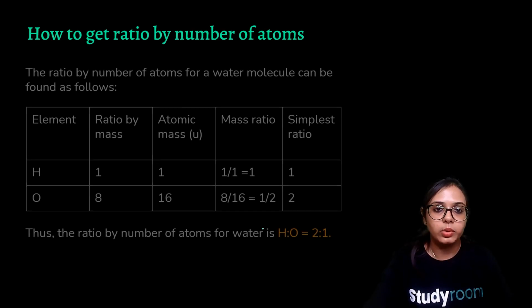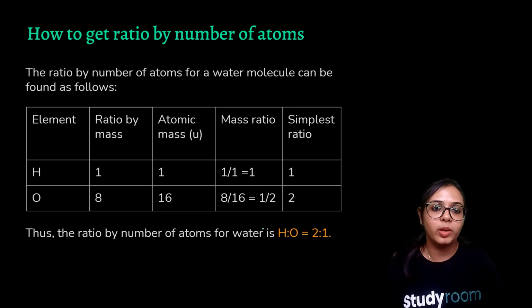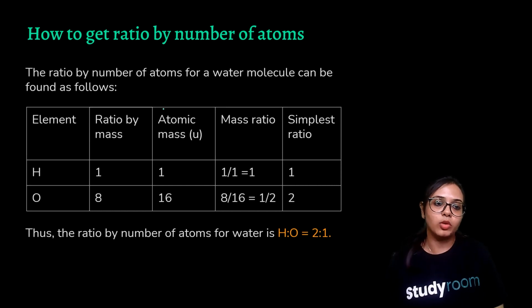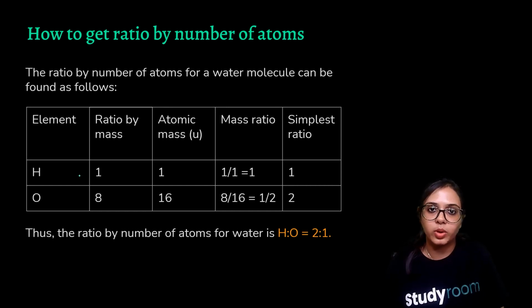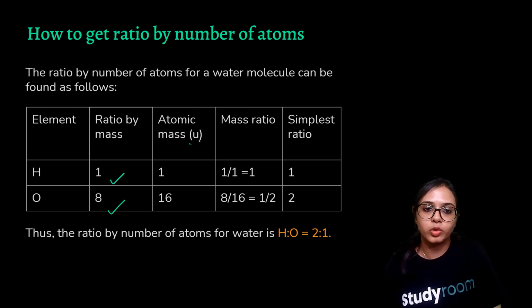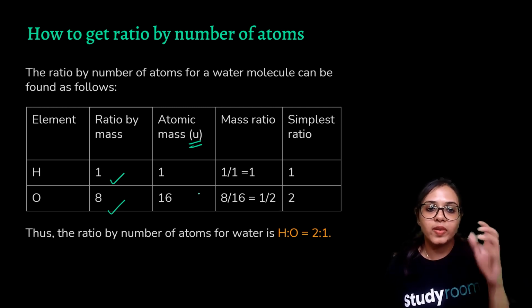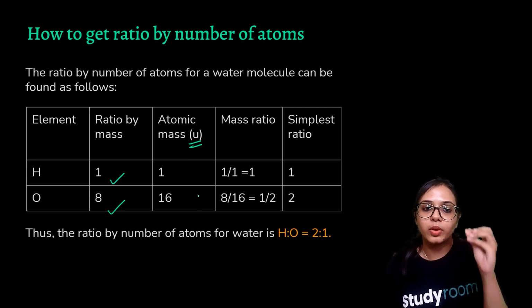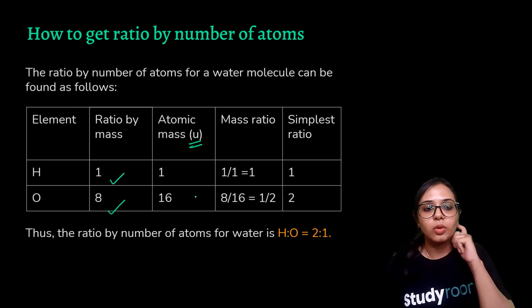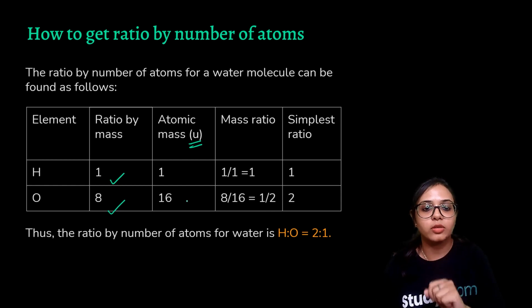How to get the ratio by number of atoms? The ratio by number of atoms for a water molecule can be found as follows. In a water molecule, we know there are two elements, hydrogen and oxygen, and by mass, for every 1 gram of hydrogen, we have 8 grams of oxygen. The atomic mass unit, or u, of hydrogen is 1, and for oxygen it is 16. For very simple elements, you may have to remember the atomic mass units. So always remember that for hydrogen the atomic mass unit is 1, and for oxygen it is 16.